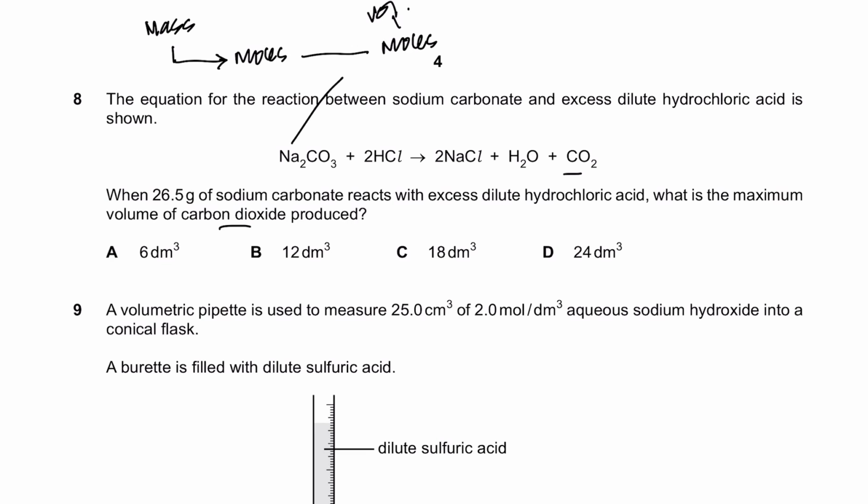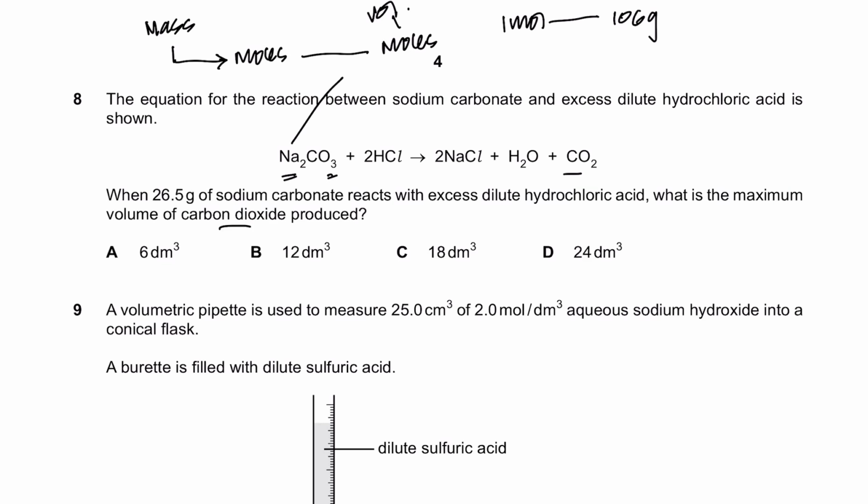Now, what is the relationship between mass and moles? It was molar mass. 1 mole of sodium carbonate would have how much mass? We could calculate that from the periodic table. Sodium is 23 times 2. Let me just calculate it. 23 times 2 is 46, plus carbon, which is 12, and plus 16 times 3, because 16 is oxygen, and times it by 3 because 3 are present, so that's 106 grams.